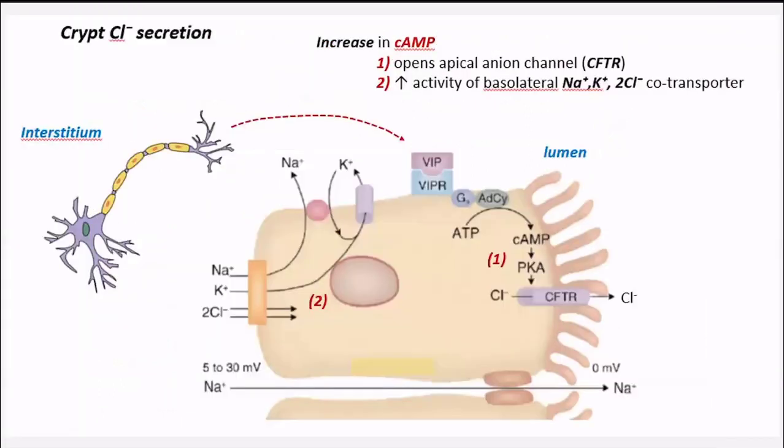This is another diagram that we have. Basically, again, increase in cAMP opens the apical anion channel, and then there is increased activity of the basolateral sodium potassium chloride cotransporter. And yeah, this is basically the explanation for this. I hope this is clear.